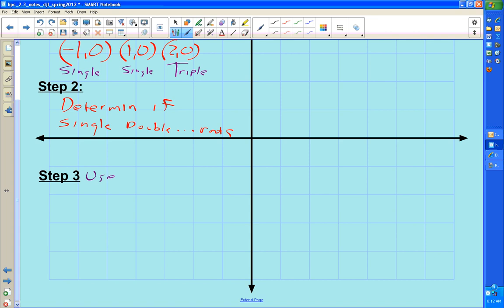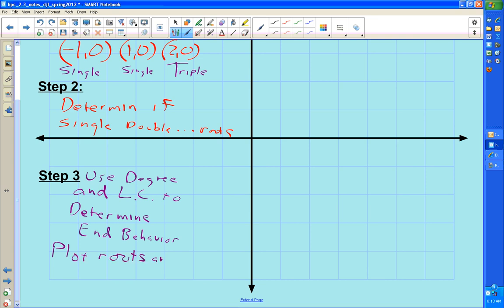So use the degree and leading coefficient to determine, what do we determine with those two? End behavior. Then plot roots and graph. The only points I care about on the graph will be the roots. Even you OCD people don't want to go making T-charts on this stuff.